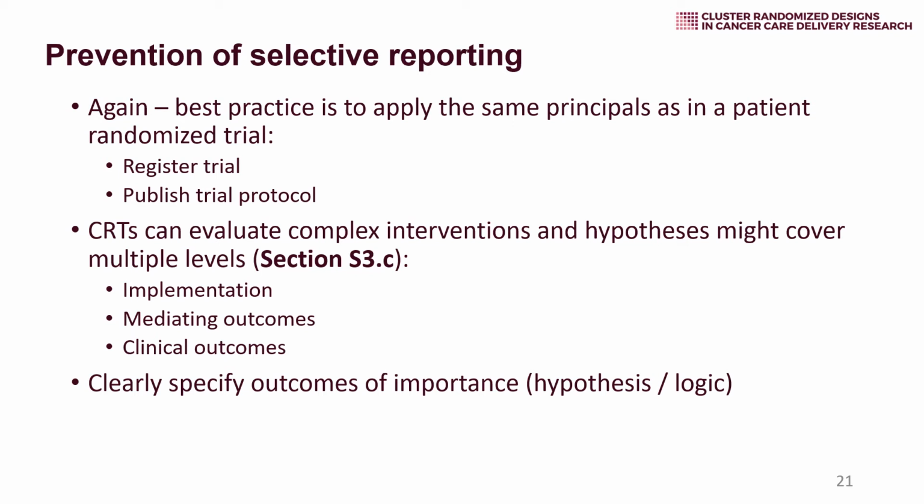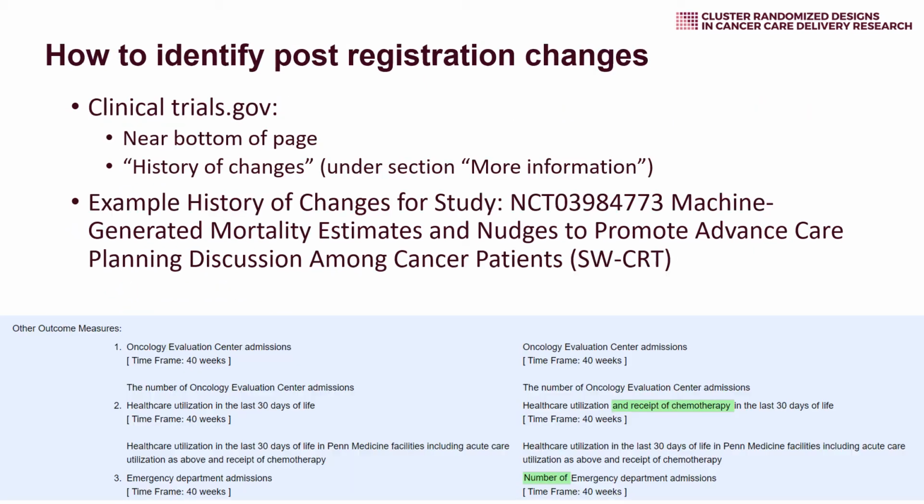Now, cluster randomized trials can, of course, evaluate complex interventions, and the hypotheses might cover multiple levels, and we'll think more about this in section 7.3c. So, for example, we might be interested in implementation, mediating, and clinical outcomes. But clearly specifying outcomes of importance, and so hypothesis and logic, will help to this end. So we can identify whether post-registration changes have occurred.